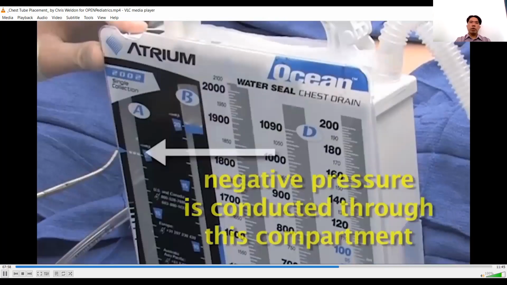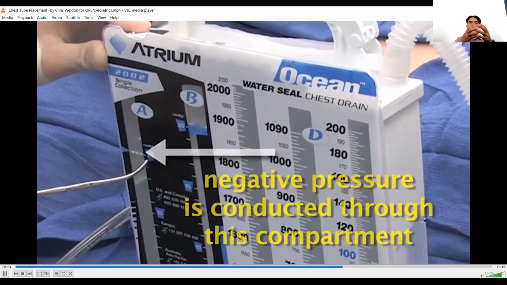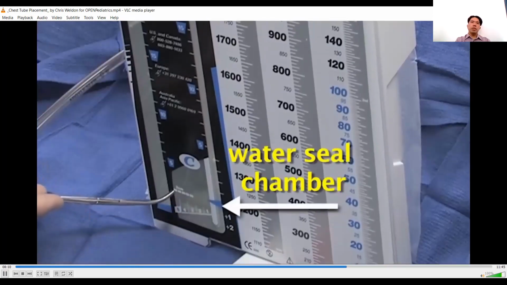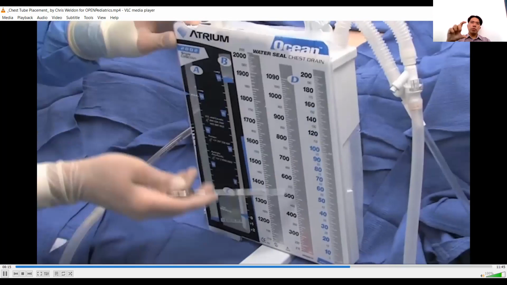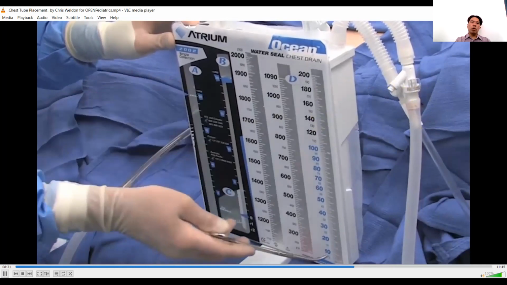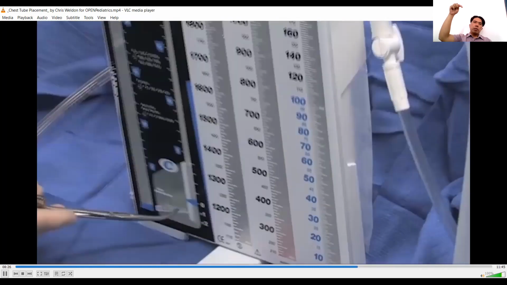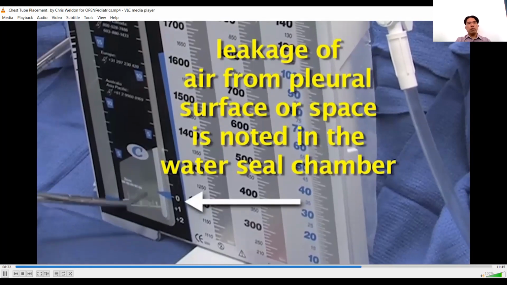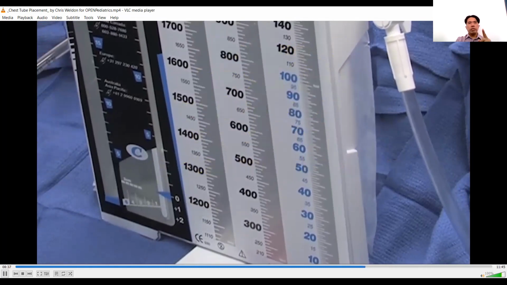You see here, it's a collection device. In the Philippines, we have seen this, but most of the time we use a bottle with a water seal. He is telling you that there is a 2 centimeter water pressure. 2 centimeters just means the measurement of the water. When we inspire and then expire, air comes out of the pleural cavity and it battles the pressure in the collecting chamber. If there is a leakage, that will bubble.